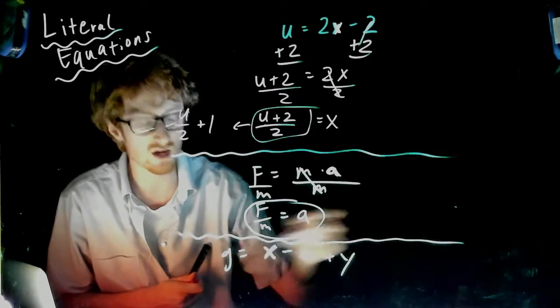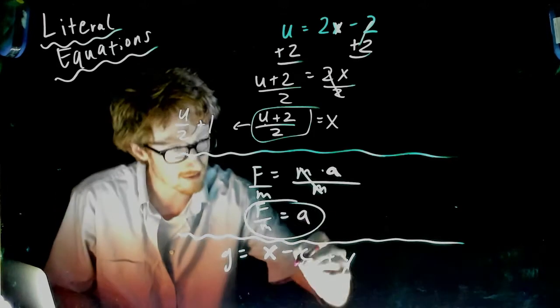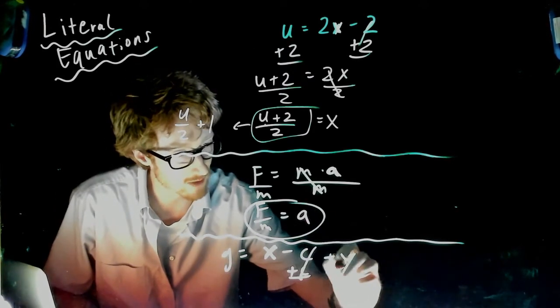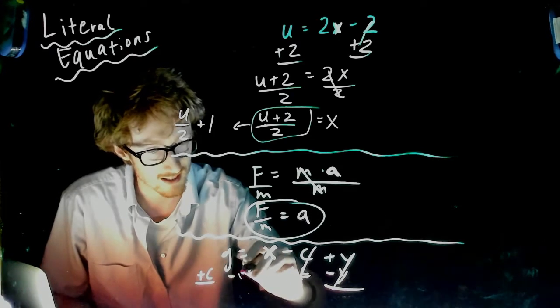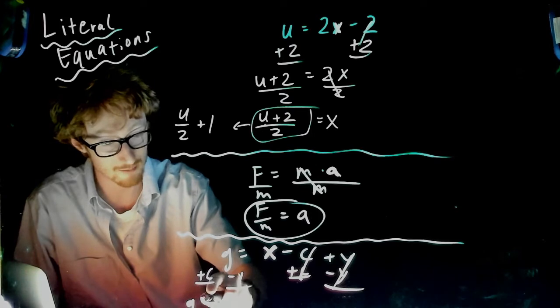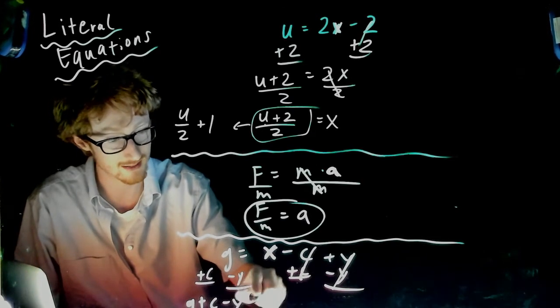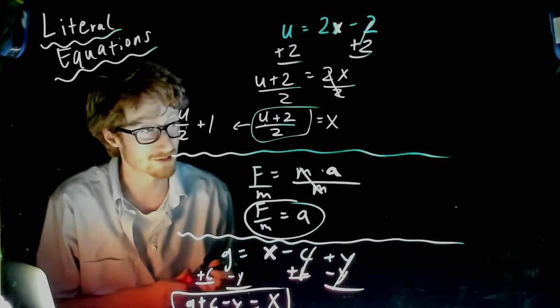So we move everything away from x. Well, this one's pretty simple. You just have to add over the c and subtract over the y. I'm going to do this in one step. So that means I add the c and I subtract the y. There's nothing to combine. So it literally is just g plus c minus y is x. Literally, as I said, that's your answer, okay?